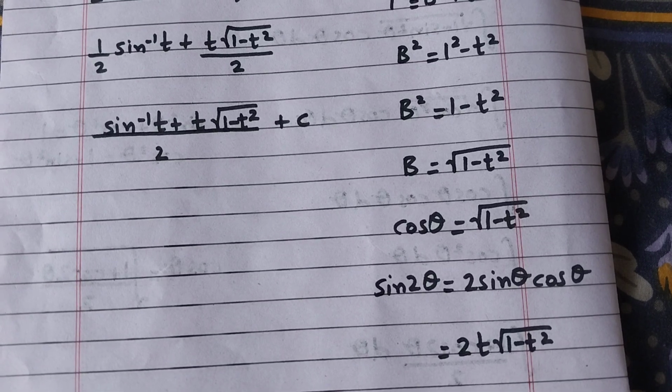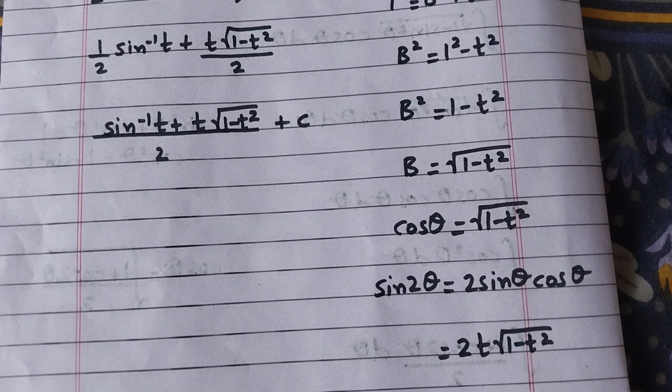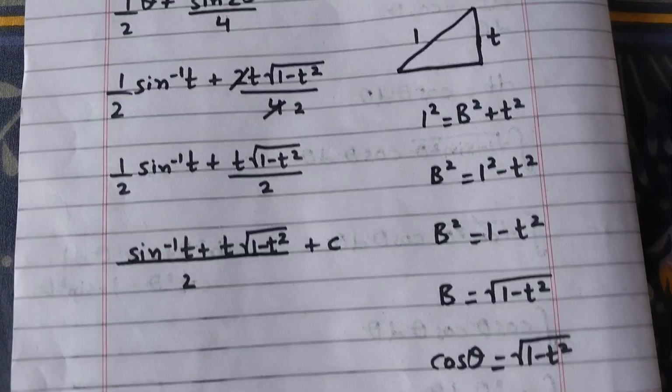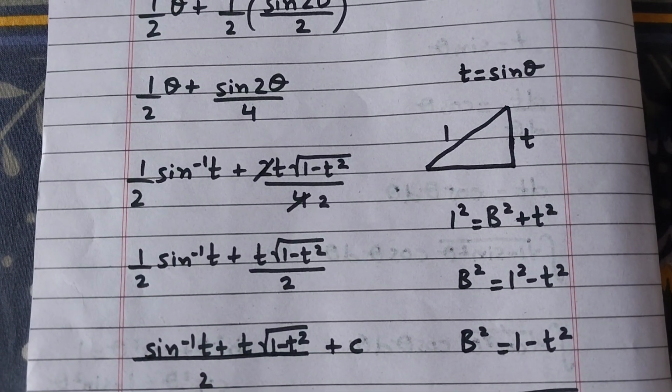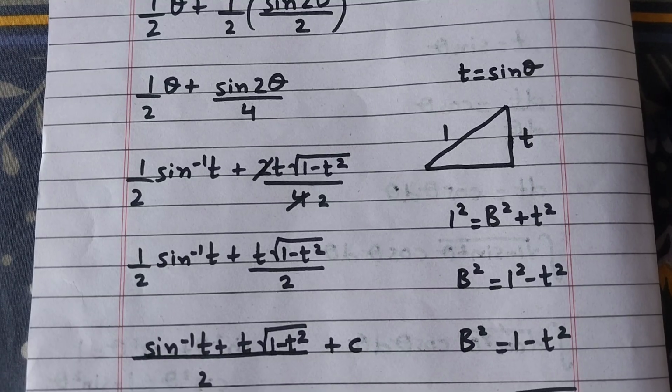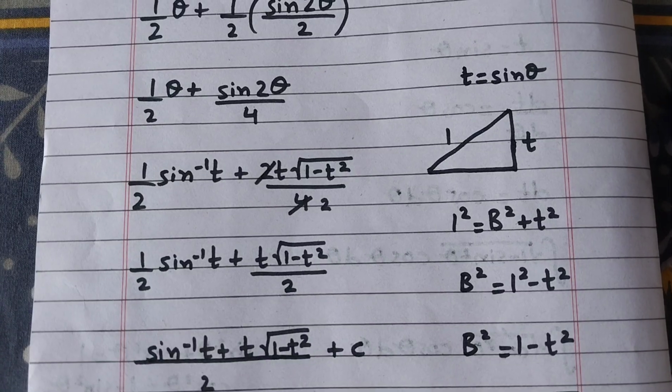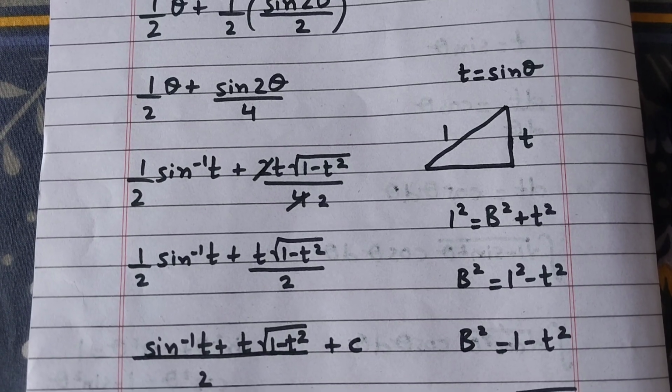So in order to find sine 2 theta, we basically need the values of sine theta as well as cos theta. We know what sine theta is, it is simply t. So we need to find the value of cos theta in order to find the value of sine 2 theta. So for that, we will draw a right angle triangle. I have drawn a right angle triangle here, and sine theta was just t, and sine theta is equal to perpendicular over hypotenuse. So basically we are saying that perpendicular is t and hypotenuse is just 1. So we have perpendicular and hypotenuse, and we need base.